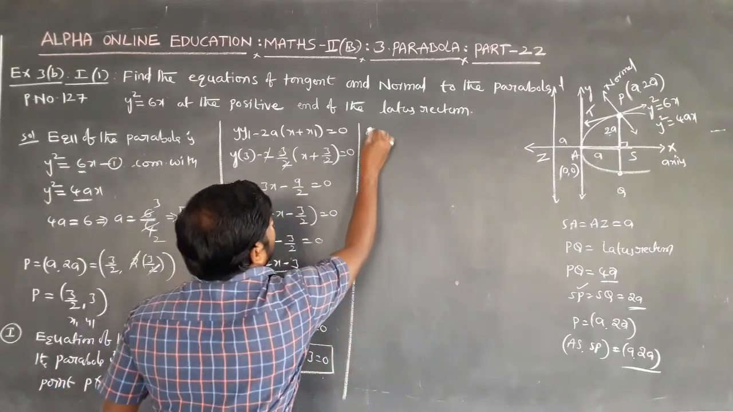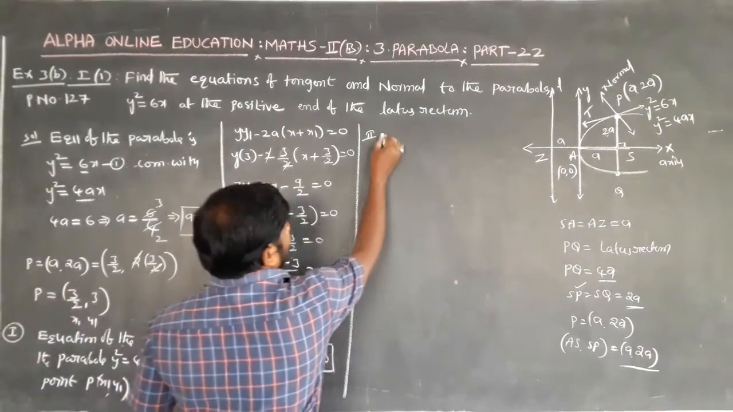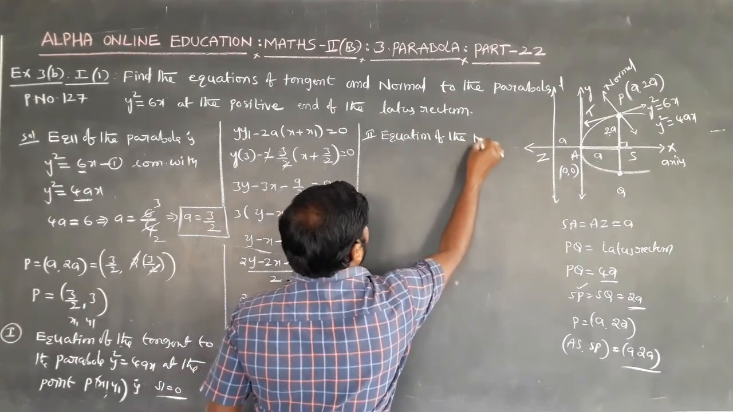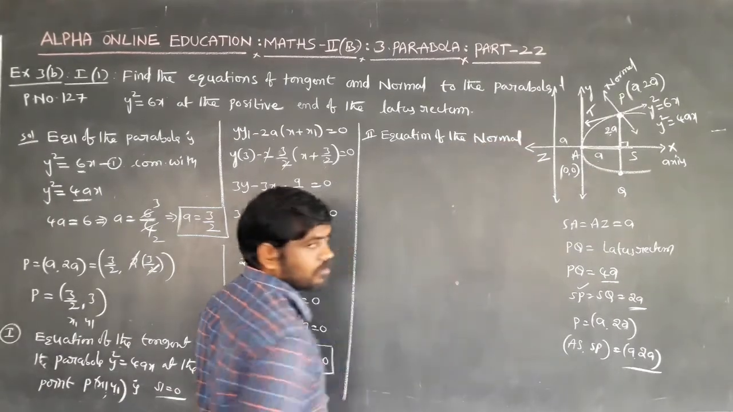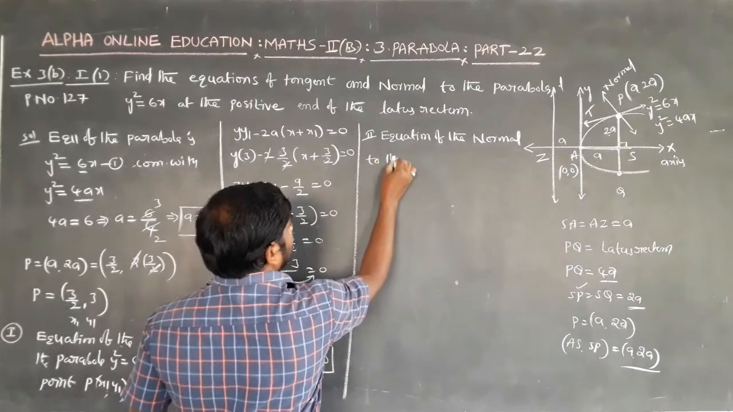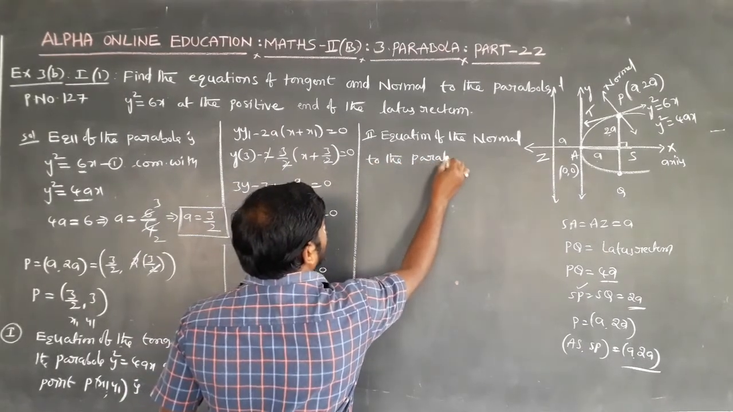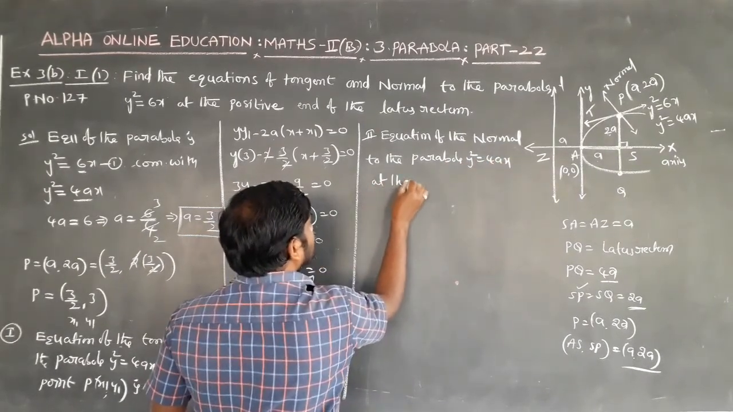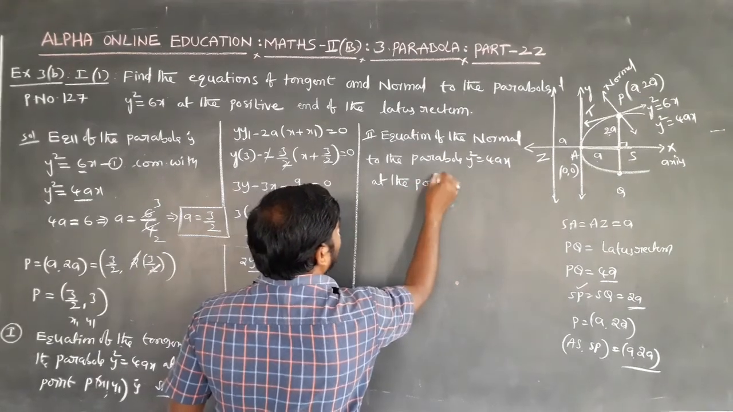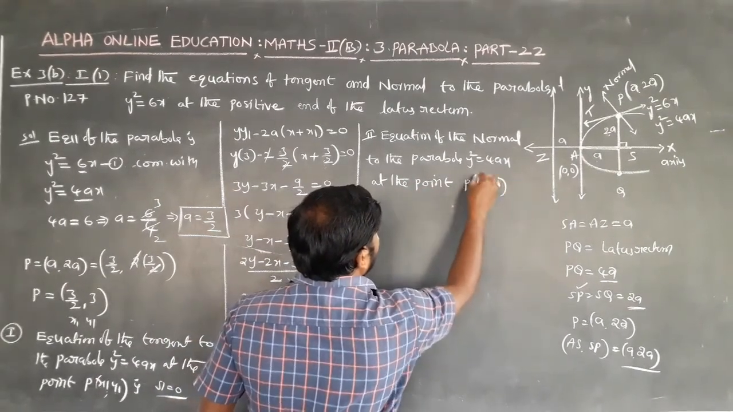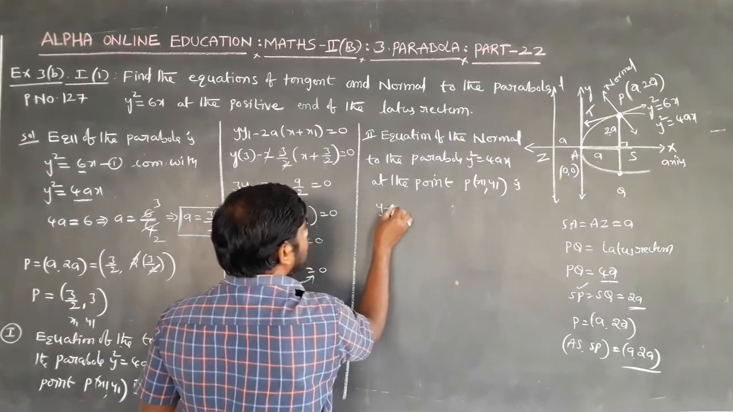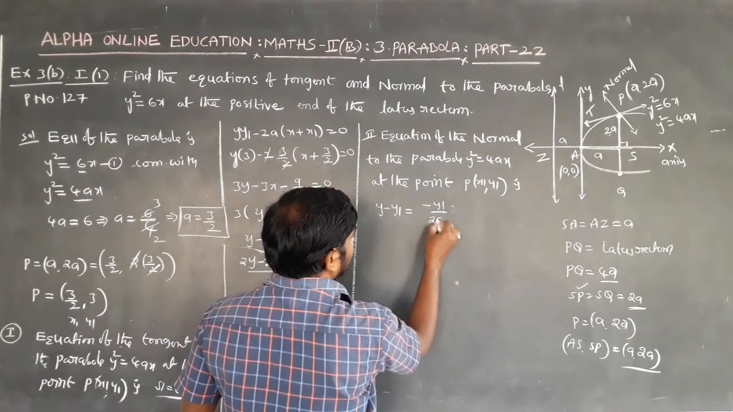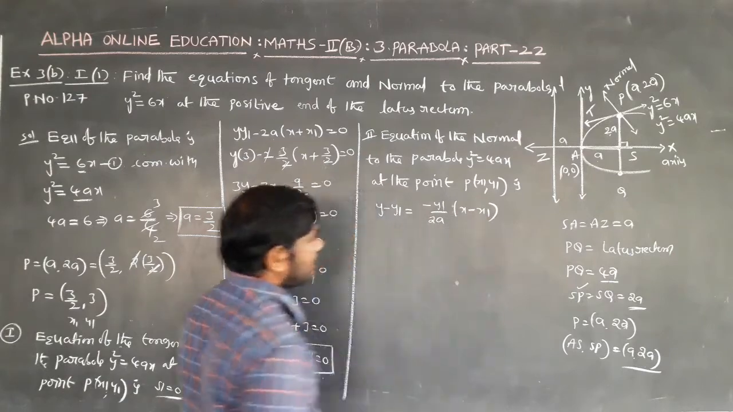Second one is the equation of the normal. Equation of the normal to the parabola y square is equal to 4ax at the point P of x1 comma y1 is y minus y1 is equal to minus y1 by 2a into x minus x1.